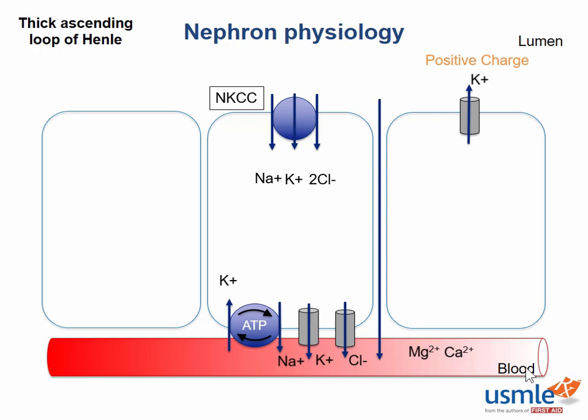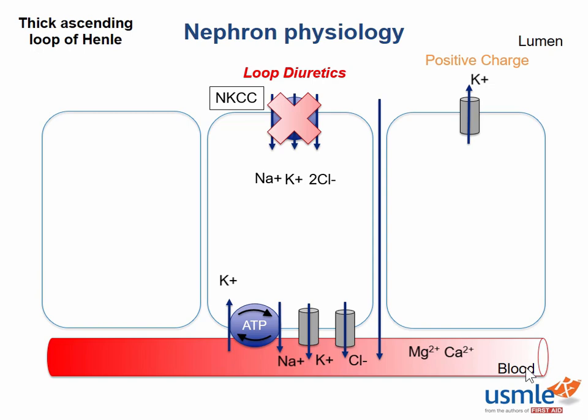Do you know what drugs inhibit the NKCC transporter? That's correct, the loop diuretics. Any idea what these diuretics do to the renal excretion of calcium? They increase it by interfering with the pericellular transport we just mentioned.